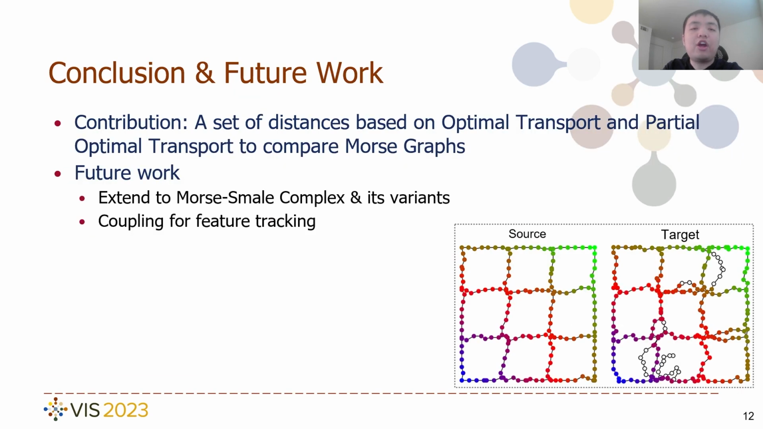In conclusion, our major contribution is to apply a set of optimal transport distances to compare Morse graphs. In the future, we would like to extend our work to Morse-Smale complex and its variants. Besides, the coupling results from the optimal transport can be applied for Morse complex-based feature tracking.